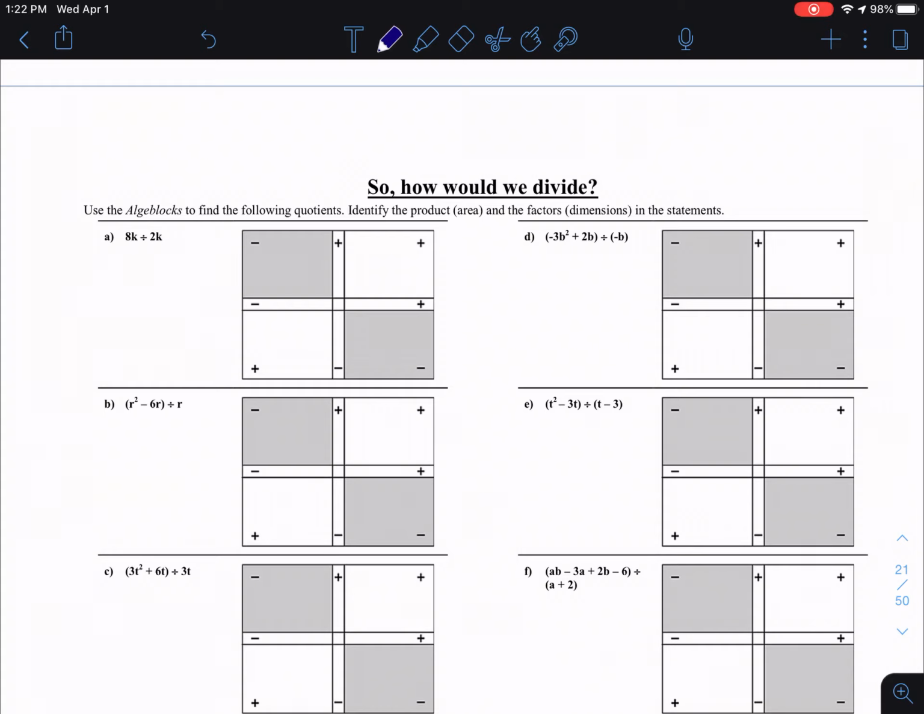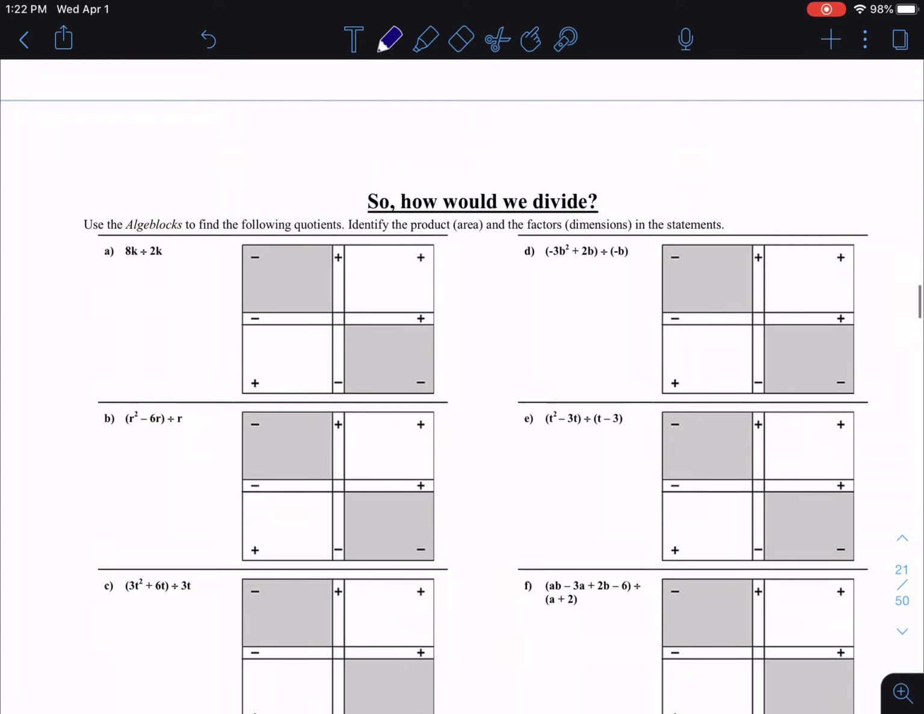All right, so we've talked about multiplication using algebra blocks, and we've also talked about factoring. Now let's finish up with that family of operations and finish off with division. So first of all, let's go back a little bit and summarize what we've learned about multiplication and factoring.